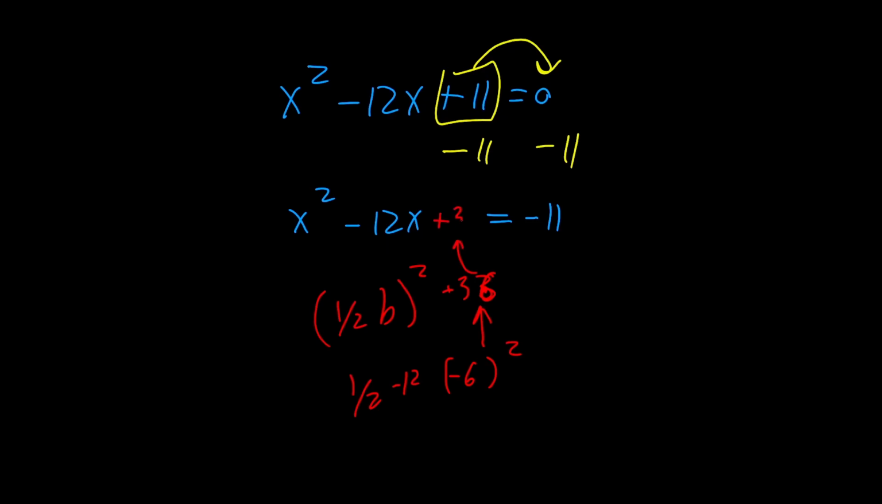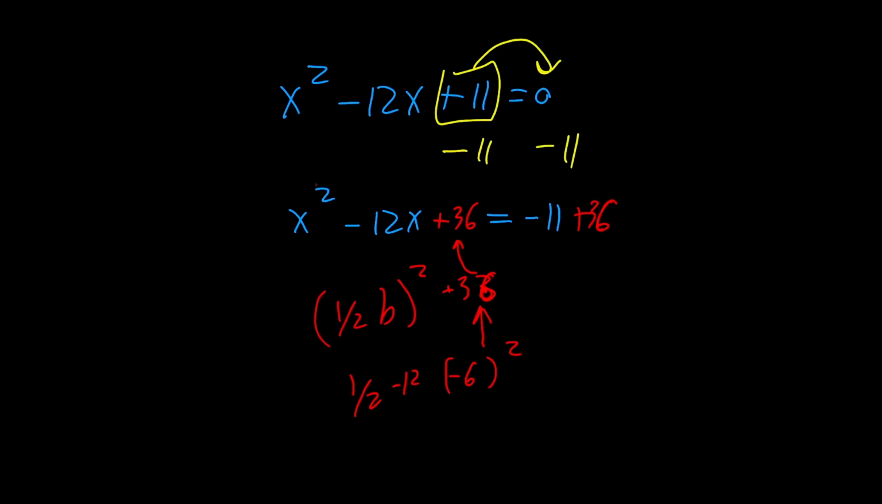So let's add 36. Now, I can't just manufacture a 36 out of nowhere. The 36 has to come from somewhere. So we are going to add 36 to the other side as well. Anything I do on the left side of the equation, I can also do on the right side of the equation.